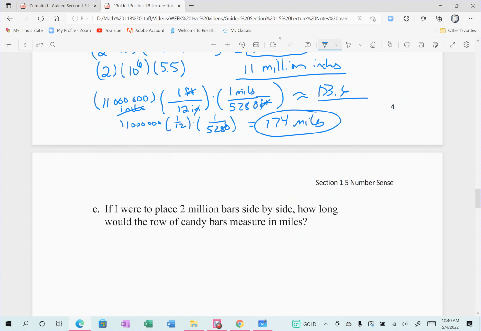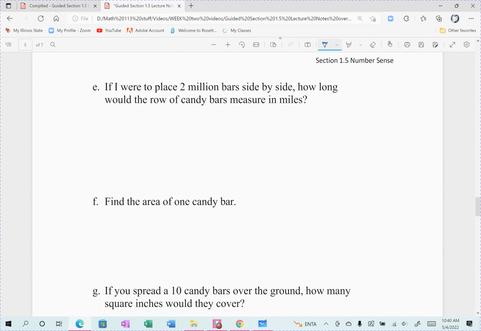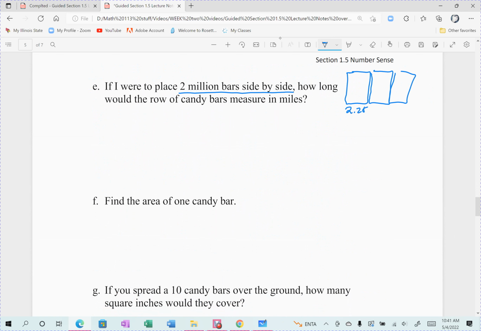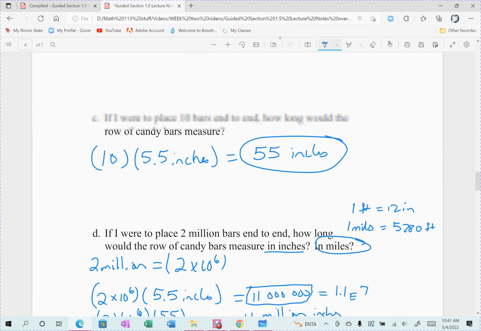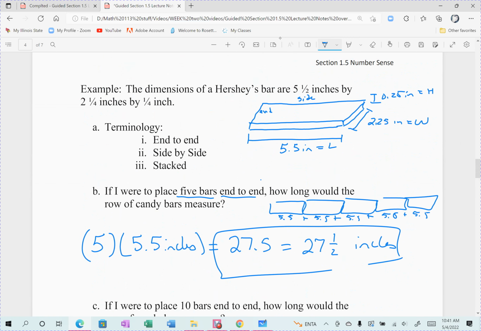All right, the next example. Suppose we were to place 2 million candy bars, but this time we're going to go side by side. So remember, it's the side by side, so it's the shorter side that we're adding up. It's the 2.25 that we're going to add up 2 million times. You go back and look at the side of the candy bar: 2.25, 2 1/4 inches is the side.